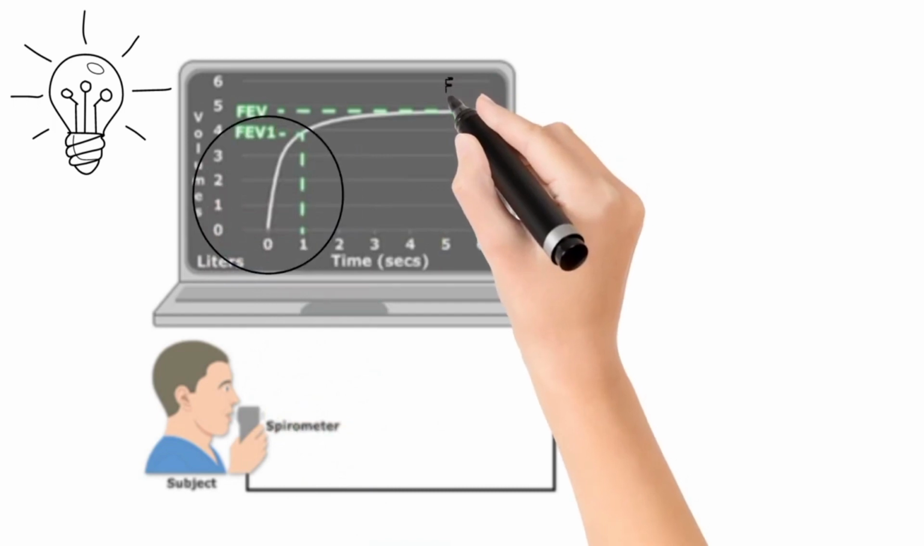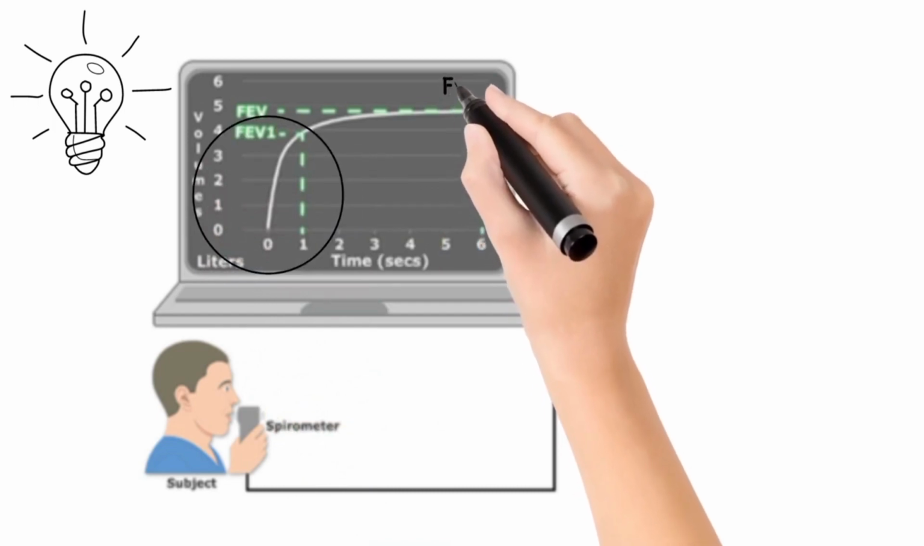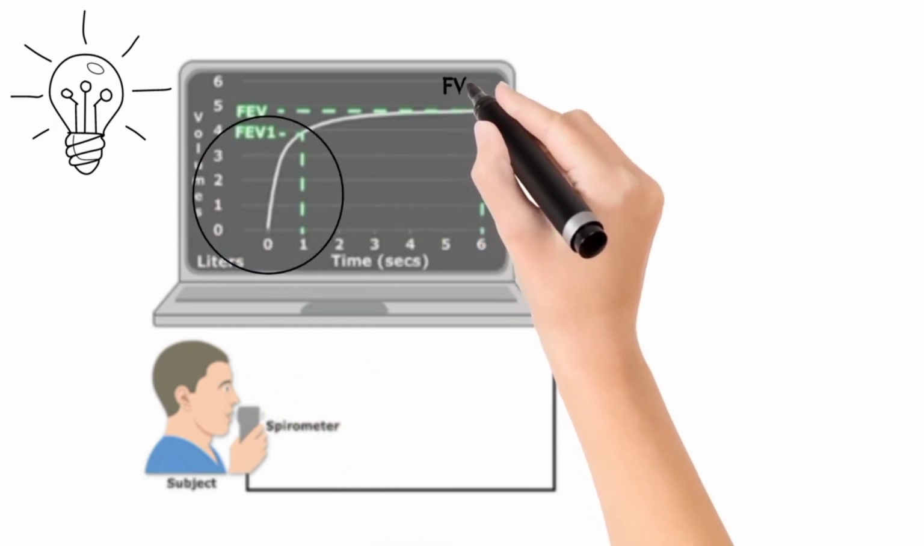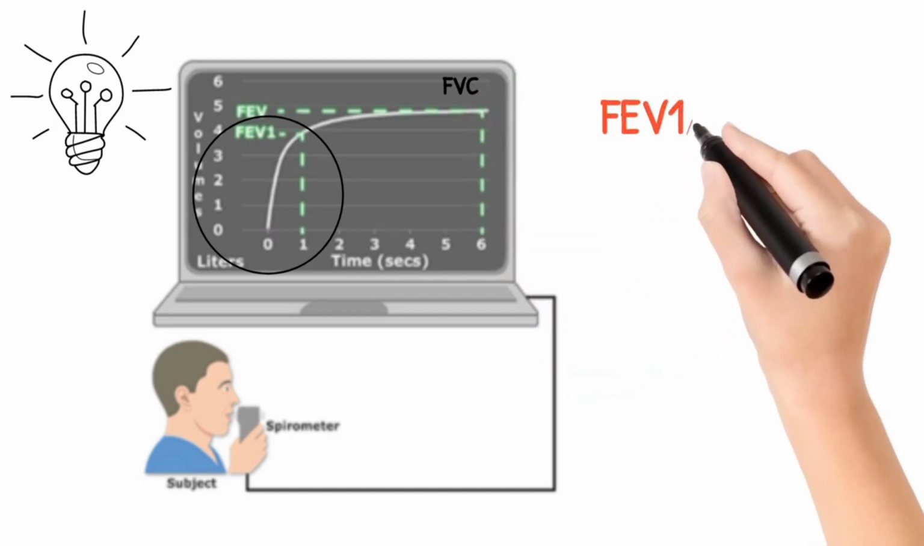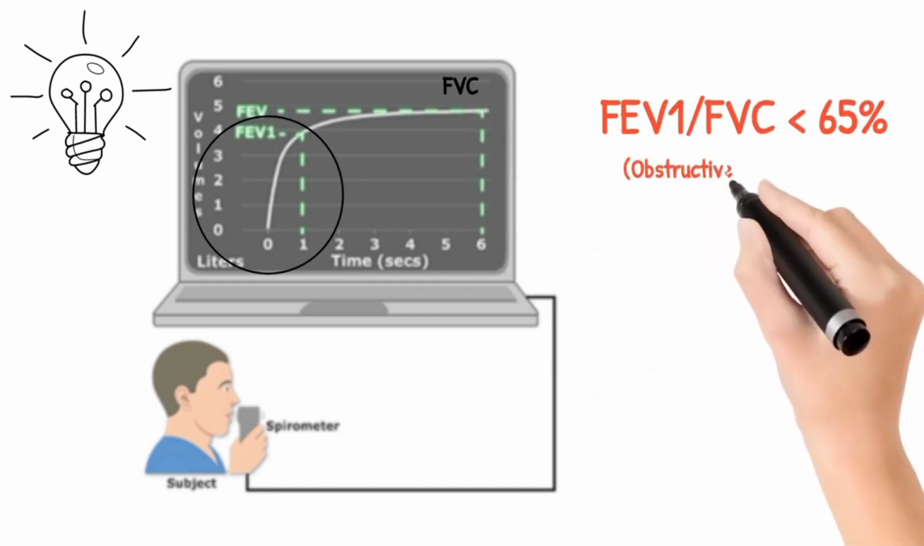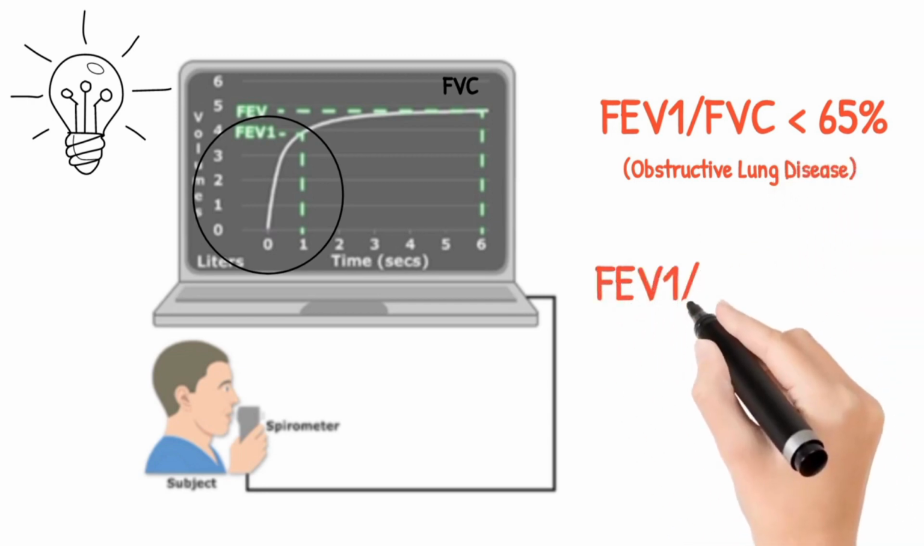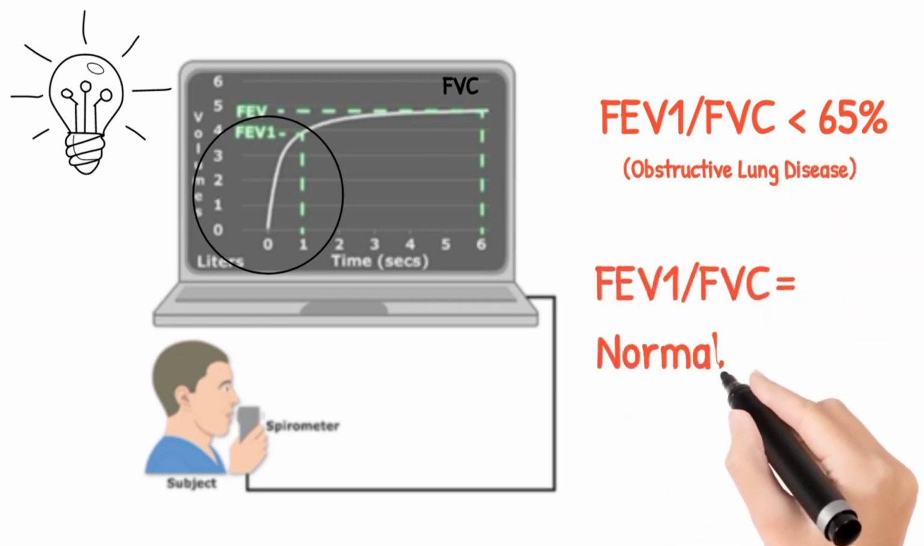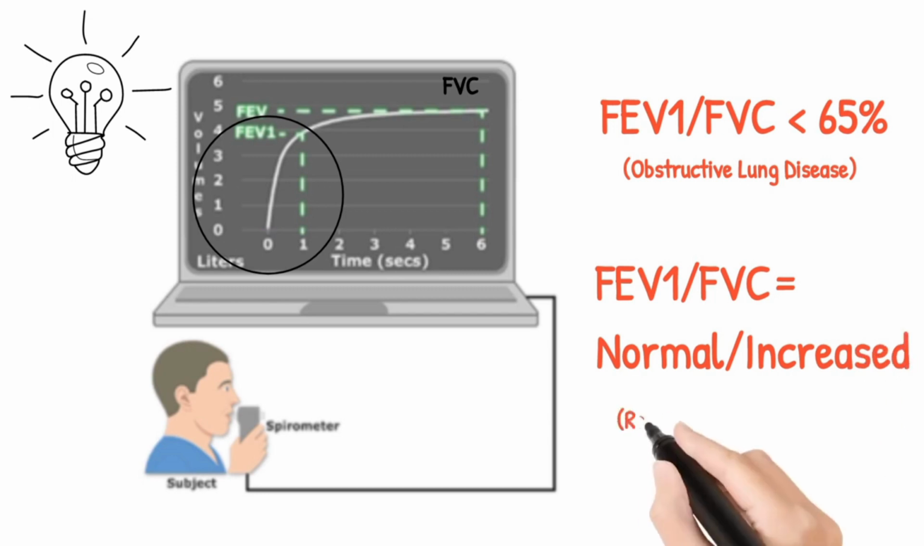Forced vital capacity or FVC measures the maximum amount of air you can forcibly exhale from your lungs after fully inhaling. The ratio of FEV1 to FVC is less than 65% in obstructive lung diseases and the ratio of FEV1 to FVC is normal or increased in restrictive lung diseases.